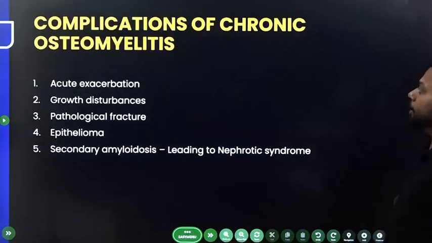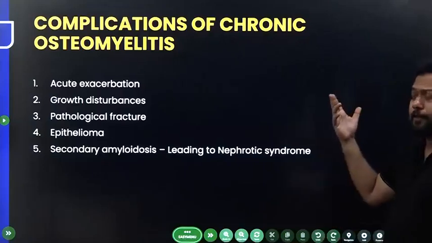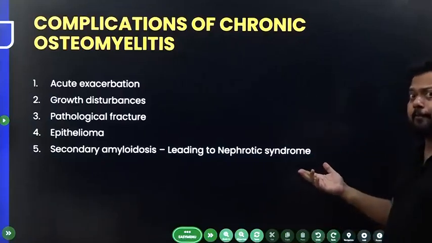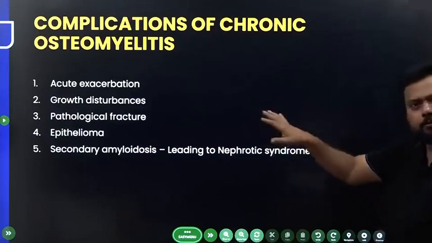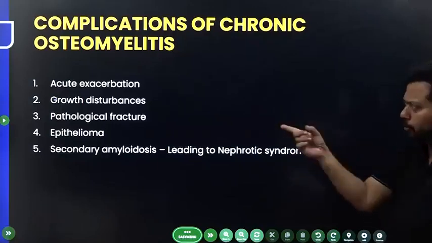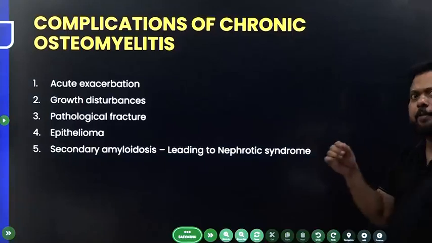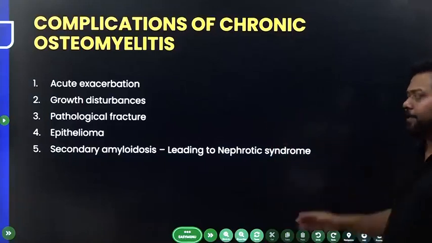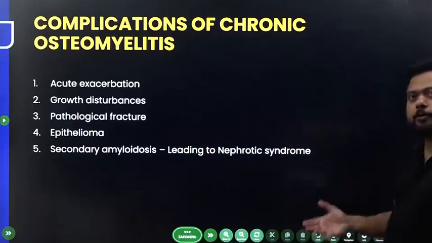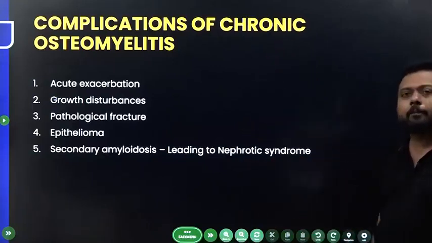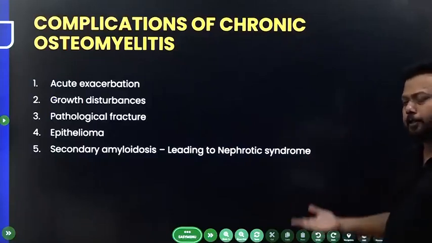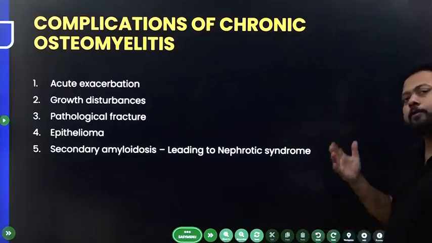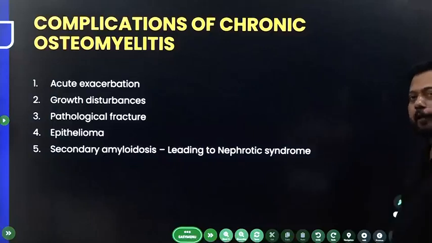Complications of chronic osteomyelitis: acute exacerbation of the symptoms, growth disturbances if the epiphysis is involved, and pathological fracture, because sequestrum means a dead bone. Part of the bone is dead and it comes out. Bone becomes weak, so that part can go for pathological fracture. The sinus tract is lined by squamous epithelium, so epithelioma can occur, and secondary amyloidosis. Secondary amyloidosis is a cause for nephrotic syndrome, leading to renal failure. So these are the complications of chronic osteomyelitis.